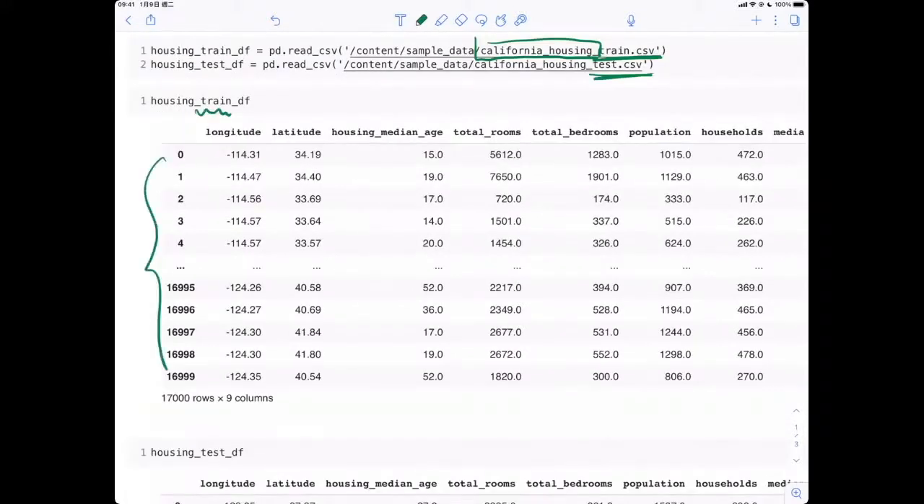We have a total of 17,000 rows of data. And how many columns do we have? We have 9 columns. That means we have 9 features: longitude, latitude, housing median age, total rooms, total bedrooms, population, households, median income, and so on. There are 9 columns to describe houses in California. These are some basic data about houses in the California area. Okay.